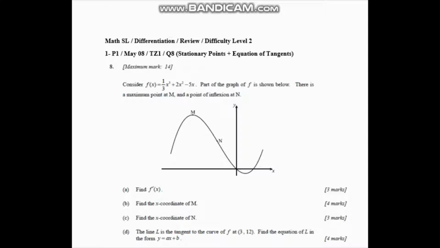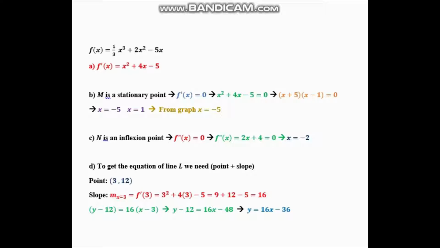Next, I'm required to find the x coordinate of N, knowing that N is a point of inflection, and we know that at the point of inflection, f double dash of x equals 0. Hence, we need to find f double dash and set it to 0. So we find f double dash by differentiating f dash, so this is f dash. Hence, f double dash is 2x plus 4, the derivative of the red equation above, and we set this to 0 and x equals -2.